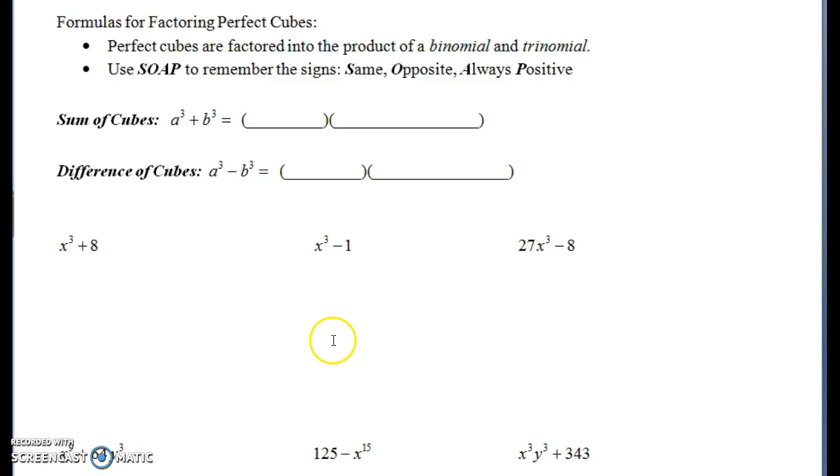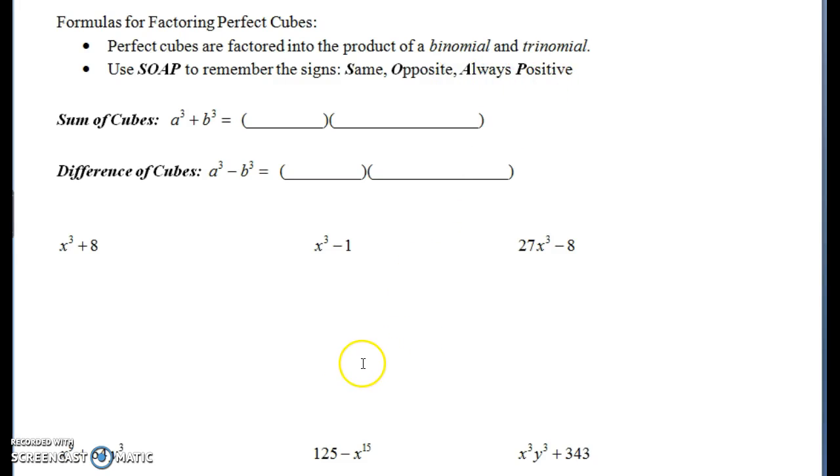Now that we know what the perfect cubes are, let's take a look at actually factoring them. There is a formula for factoring perfect cubes. They are factored into the product of a binomial and a trinomial, so you'll have a 2-term polynomial and a 3-term polynomial as the factors. A good way to remember the signs for the factors, since there's one sign in the binomial and 2 signs in the trinomial, is the acronym SOAP. It stands for same, opposite, always positive. I'll look at that in just a second.